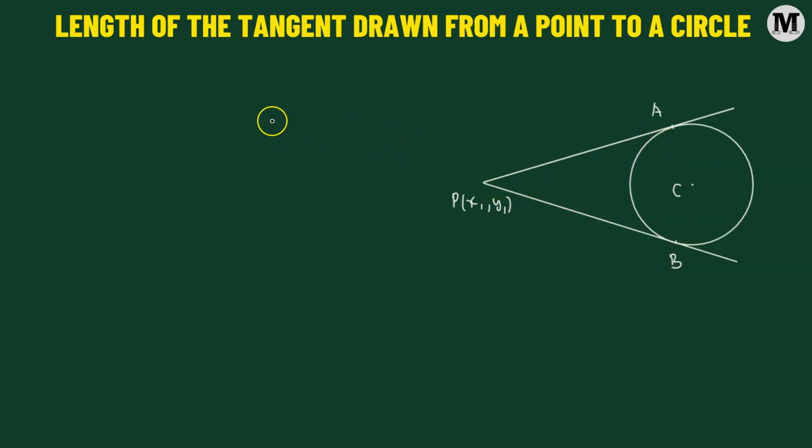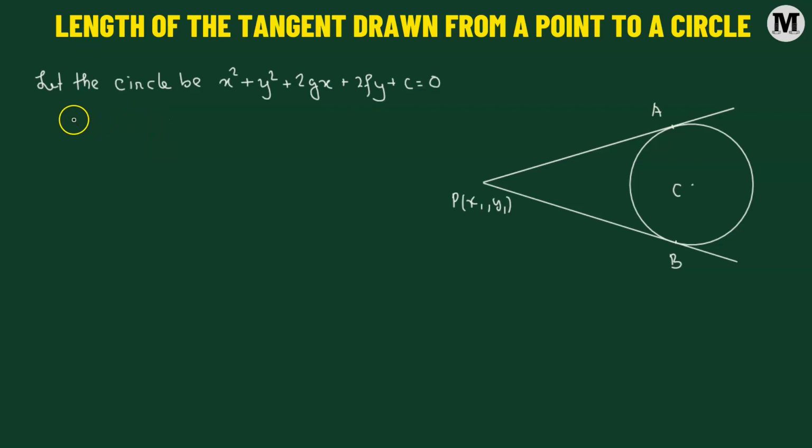To do that, let's begin with the general equation of the circle. Since we are considering the general equation of a circle, we can easily define the coordinates of the center C. That's going to be defined as negative g, negative f. We have the center at negative g, negative f. We can also define the radius of the circle, which will be given by the square root of g squared plus f squared minus c.